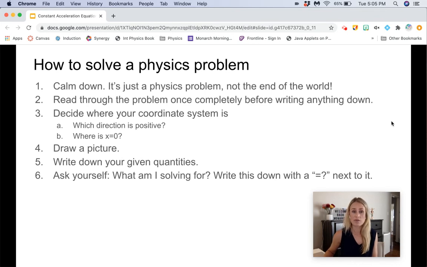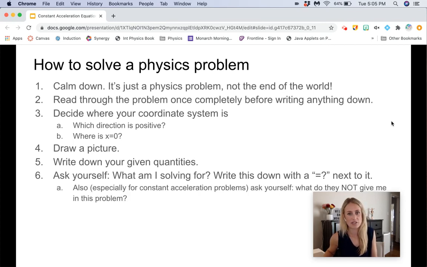Number six, you also want to ask yourself, what am I solving for? So not only are you writing down your givens, you're also writing down what you're actually solving for. So if they're asking for final velocity, you write down final velocity equals question mark next to it, because that will tell you which equation you want to pick. You want to pick one of them that has final velocity in it, right? Duh.